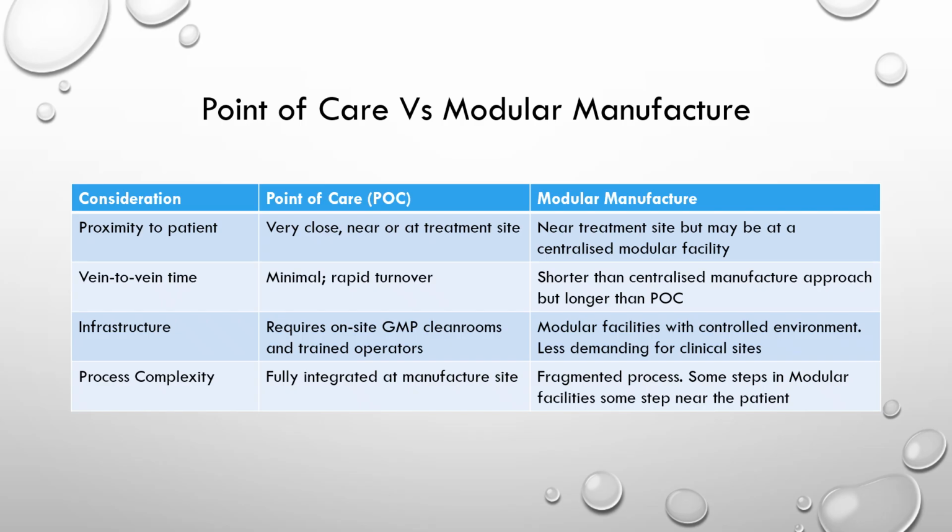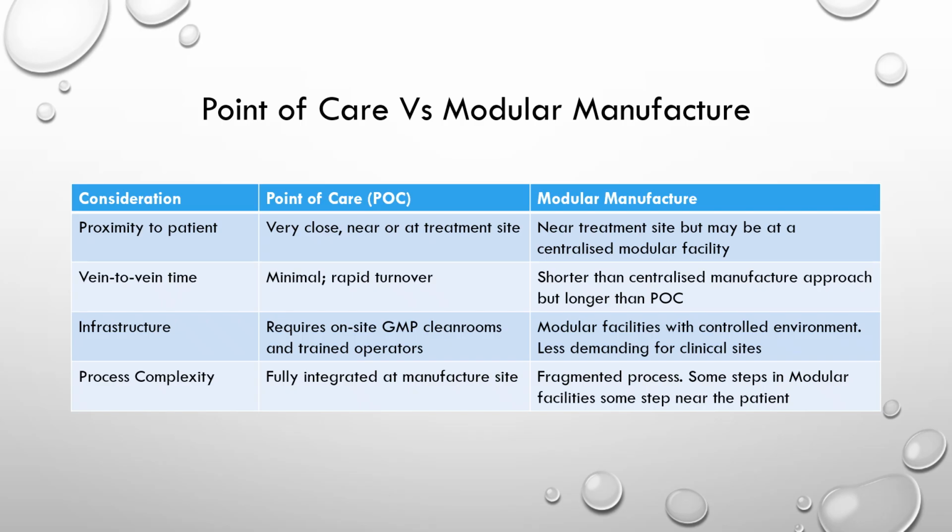The infrastructure. So you're required to have GMP clean rooms in order to manufacture these kinds of products, and you would be required to have trained operators. So that's a lot of investment. Whereas for modular manufacture, the facilities are already designed with controlled environments, and it's less demanding for the clinical sites to actually implement these. So it's built into the modular units.